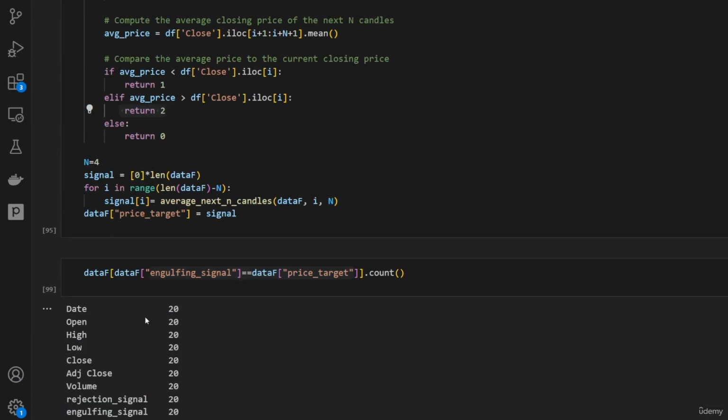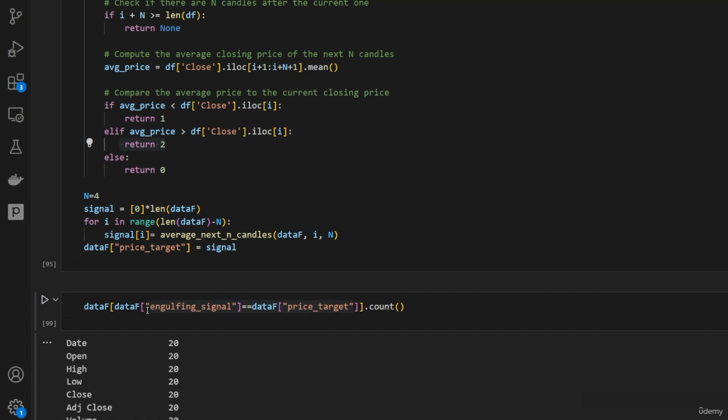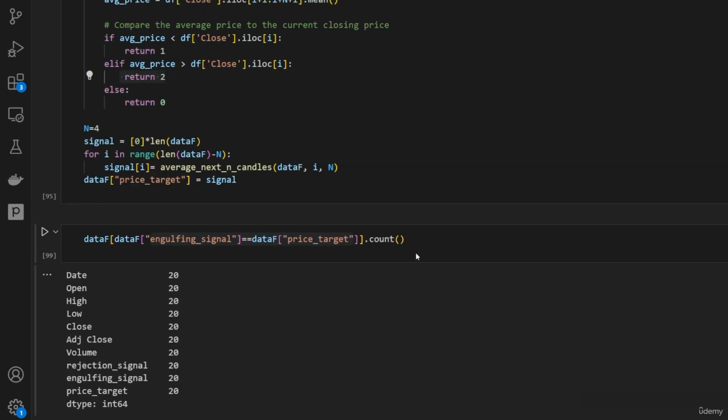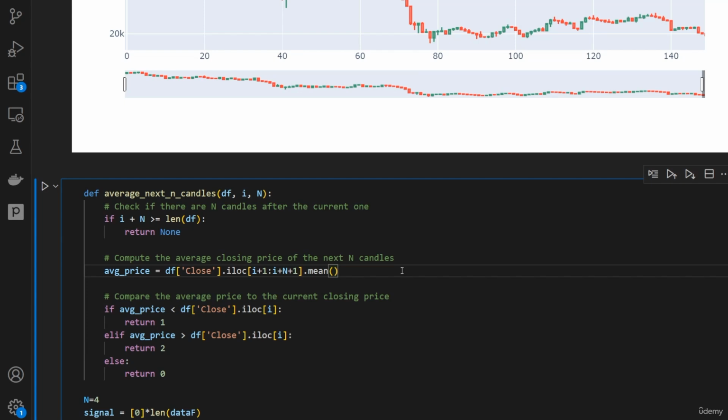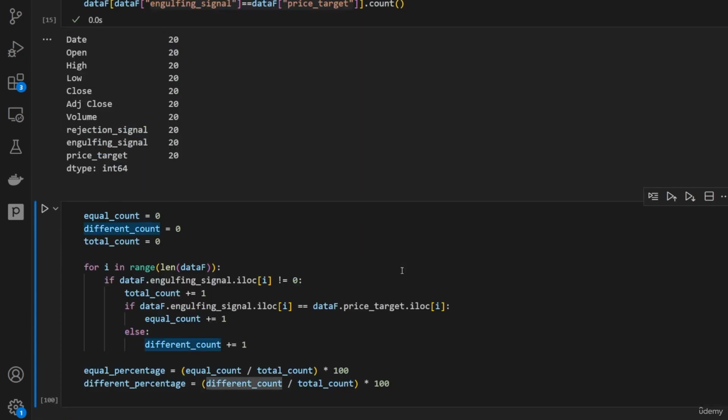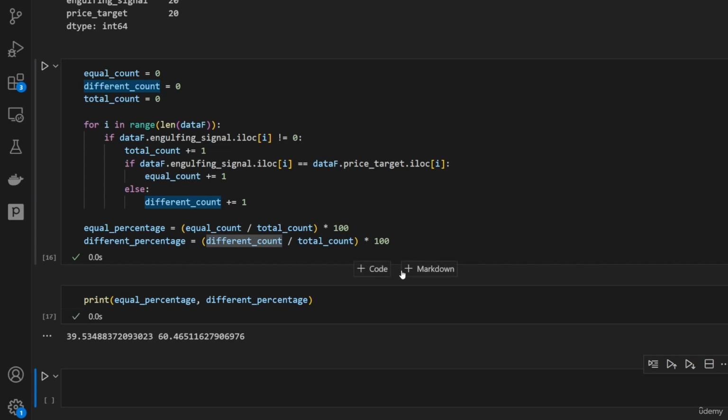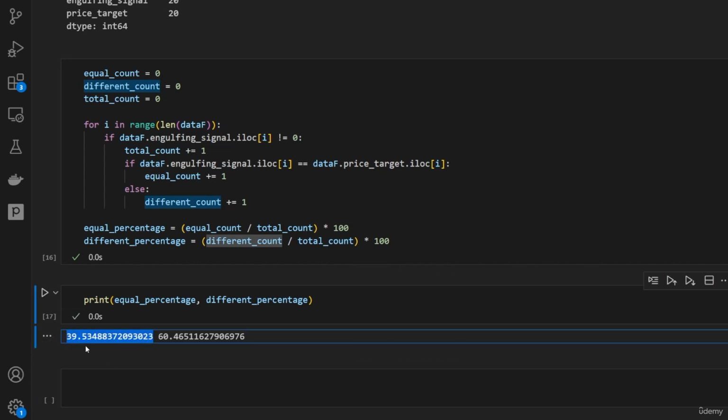We don't have to trade things blindly and risk our money for it, and just listen to people teaching you about engulfing patterns and rejection patterns and so on. You can simply test these very easily in this program. Let's run it from here. So I'm defining the function, I'm running the second cell, this cell, and this one, and we get 39%. The engulfing signal was correct, and 60% we had a different future price than whatever the engulfing signal forecasted.